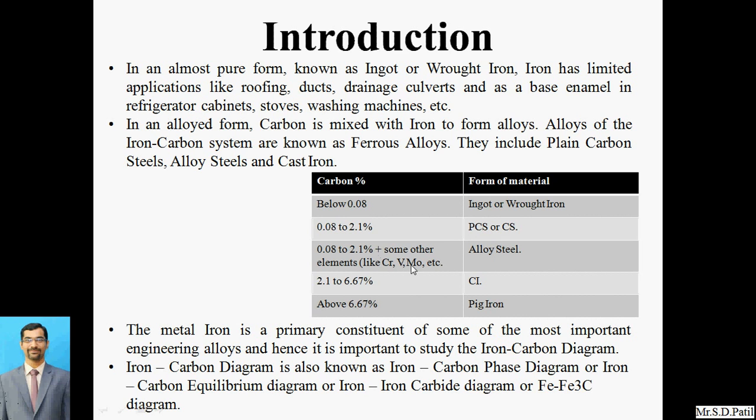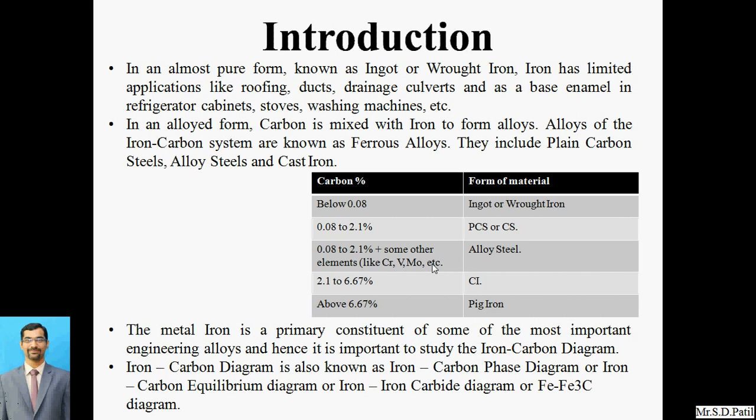And when we add some other content to it, like chromium or molybdenum, just to enhance the properties, or sometimes nickel, when we want to increase the rusting properties of iron, that is, the corrosion resistance, so we are adding some elements to it, and when we add such elements, it is called an alloy steel. So what about the steel? In the next slide, we will go through that.